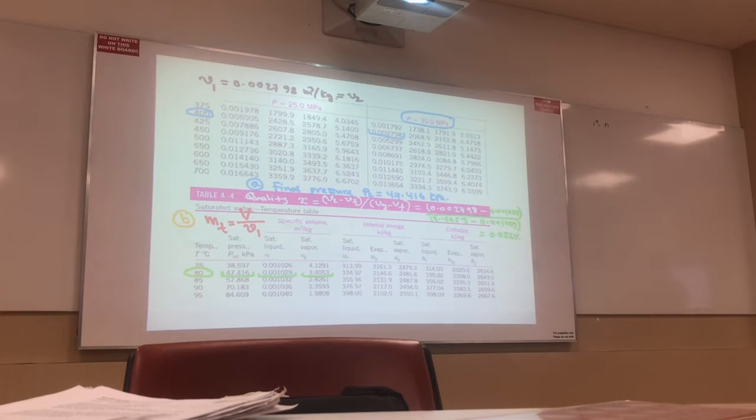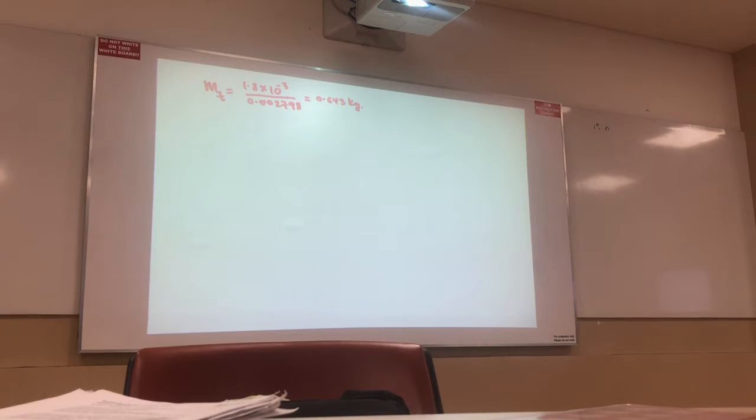All right. Okay. So what is the mass? Total mass is volume, 1.8 times 10 power minus 3, divided by 0.002798. And I get the answer 0.643 kilogram. This is the total mass of water. Alright? Done. So now third question.